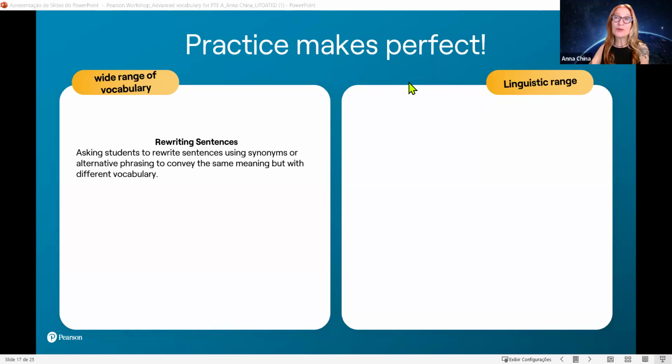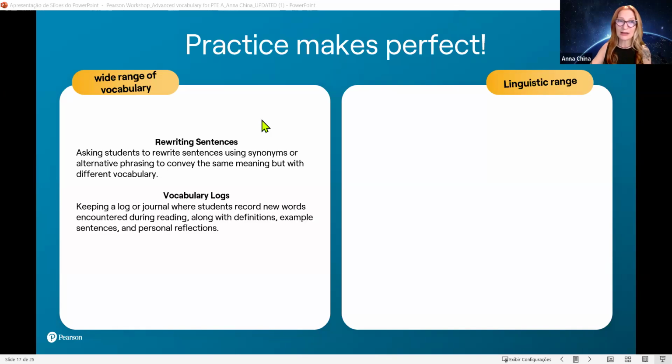So to improve and work with a wide range of vocabulary: rewriting sentences. I've learned that they really love this task because, to a certain extent, they have to think, but they're not totally on their own. They have reference. You can allow them, like I said, to use synonyms and antonyms, to go to the AI, because they are using language. So rewriting sentences is really a good task.